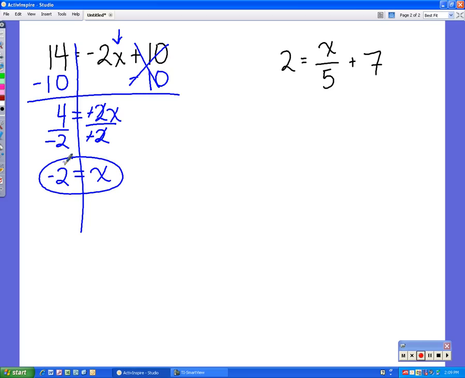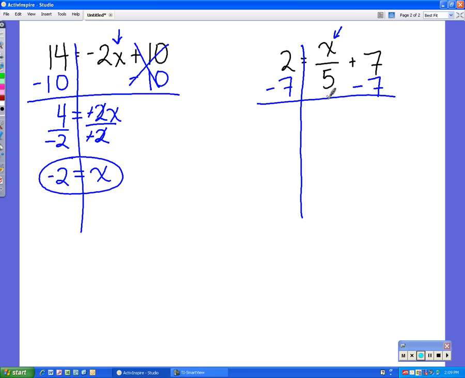X is equal to negative 2. Same thing. Last problem. Draw a line down the equals sign. Identify where your x is. The first thing I'm going to get rid of is the 7, because 7 is being added, and I can get rid of 7 by subtracting. Remember, subtraction and addition come first when solving. I need to subtract 7 on both sides, though.